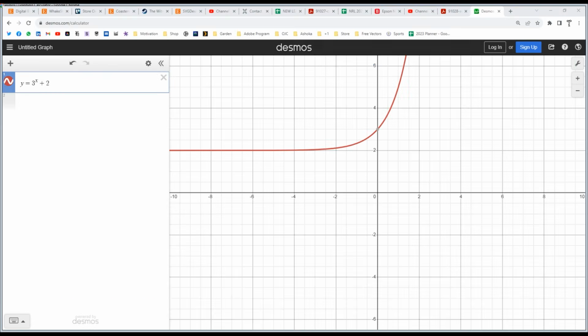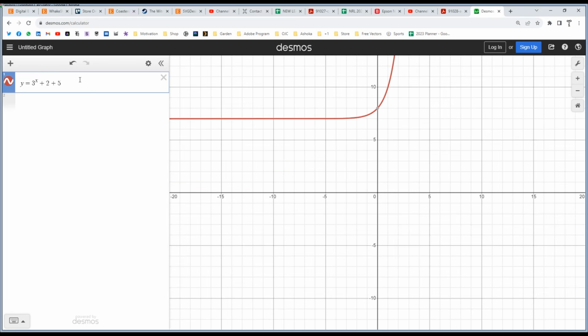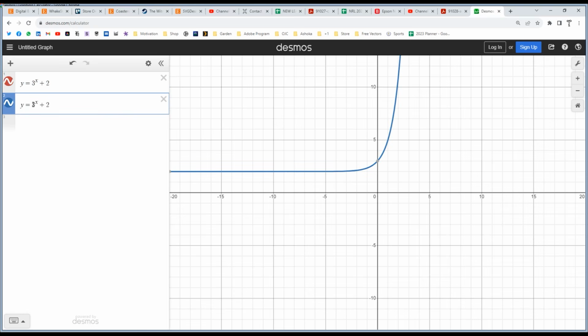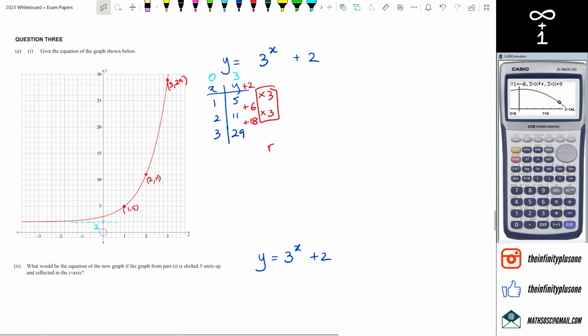So we want to shift this up by 5. If we want to shift it up by 5, we just add a plus 5 to the top there. Hang on, I want to actually put the original equation. This is my original equation, and here is my second equation, and it's been moved up by 5. So that's the first part, 3^x plus 2 plus 5. So that vertical shift, when it's shifted up by 5, we can write as 3 to the power of x plus 7.